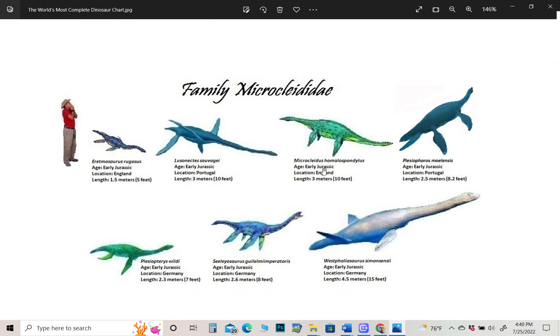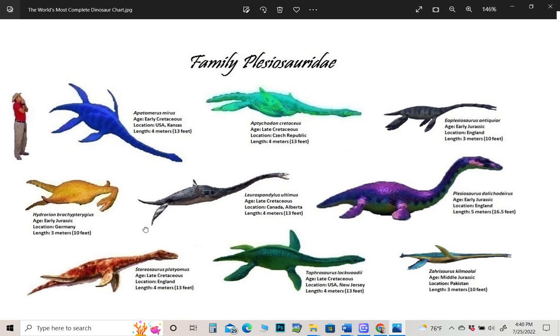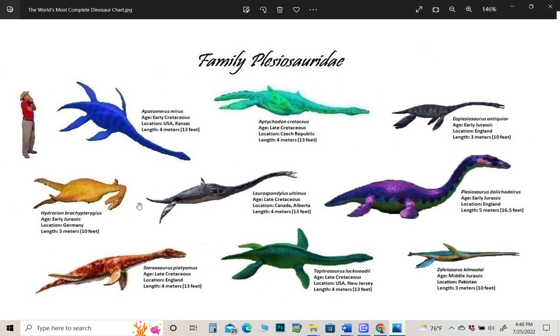Arentmosaurus, Lusonectes, Microcletus, Plesiopharos, Plesiopterus, Ciliosaurus, Westphaliasaurus, and then we have the Plesiosaurs, which is kind of a wastebasket, but it's not completely. There are some proper plesiosaurs. It is close. I think this is at the base of the plesiosaur family tree, too. Apatosaurus, Apatocodon, Eoplesiosaurus, Hydroorion, Lorospondylus, Plesiosaurus, Stereosaurus, Taphosaurus, Zarisaurus.